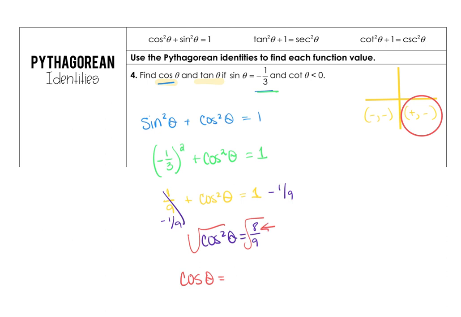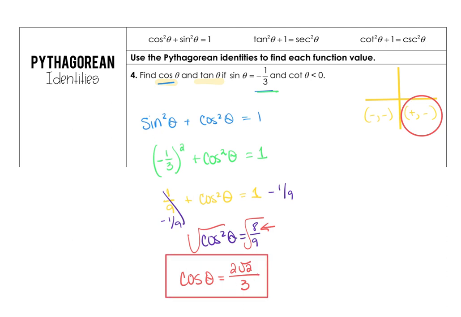8 does not have a perfect root. Just simplify it with your factor tree. That's 2 square root of 2. 9 does have a perfect root. That is 3. So my cosine here is 2 square root of 2 over 3. I have solved for one piece of this.